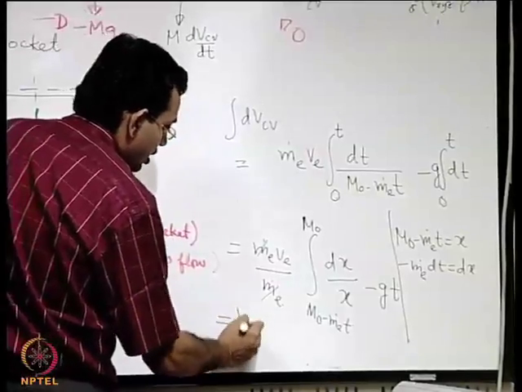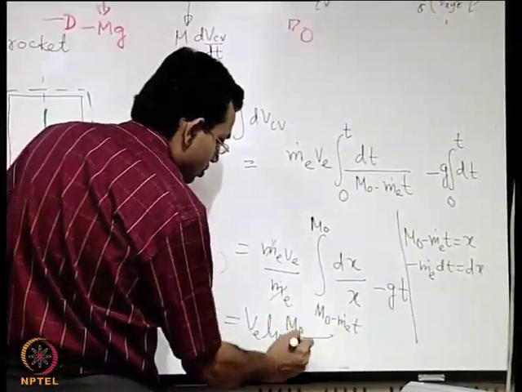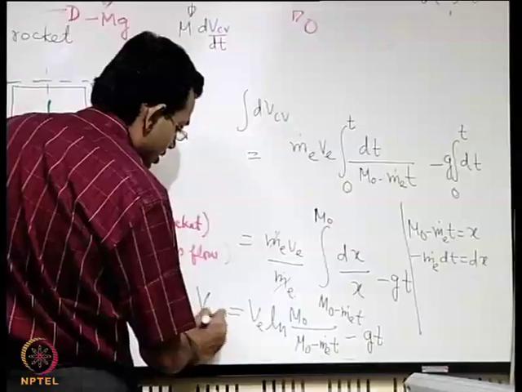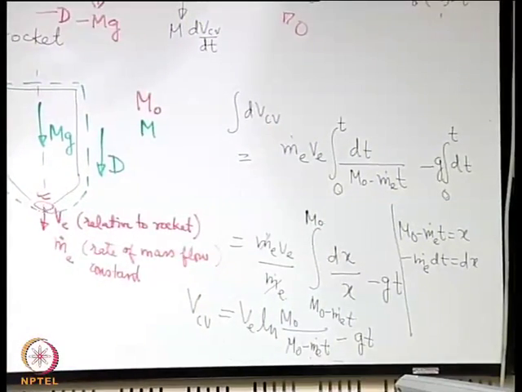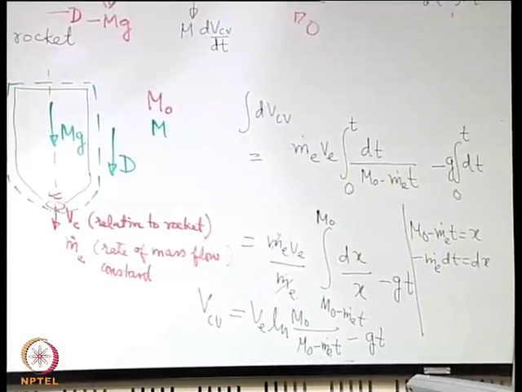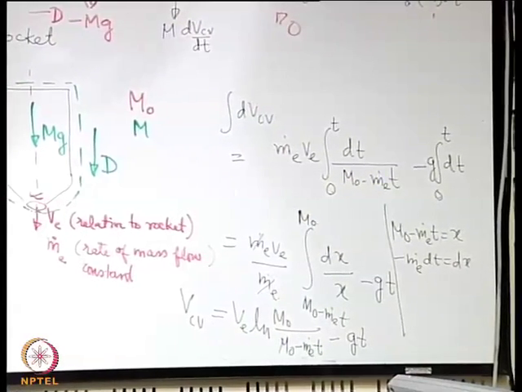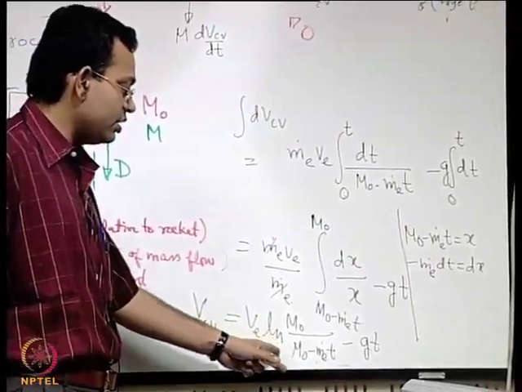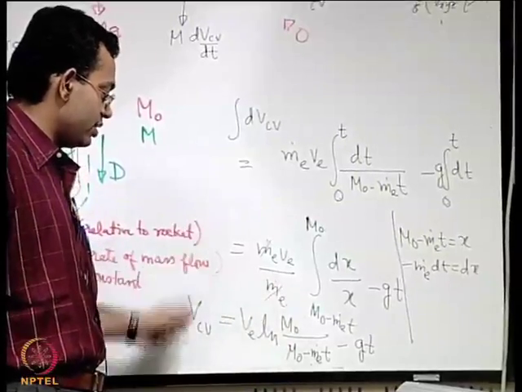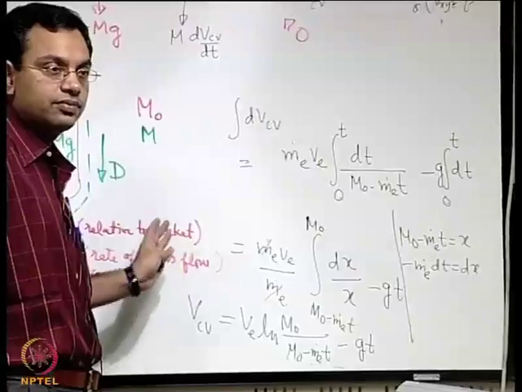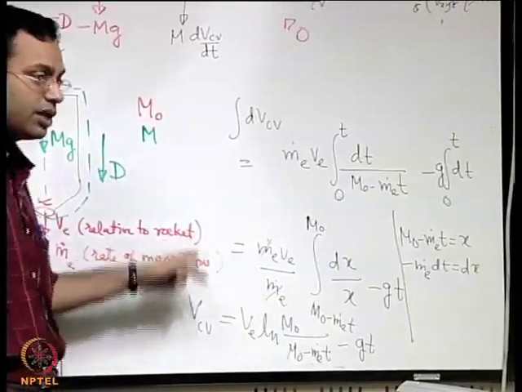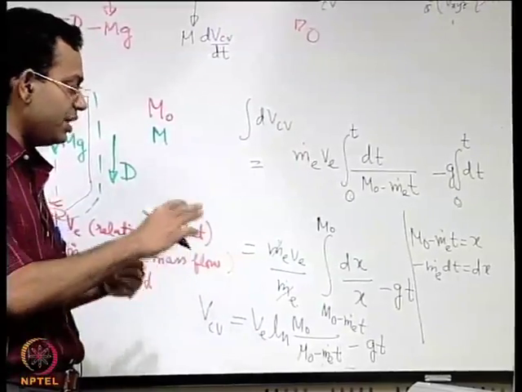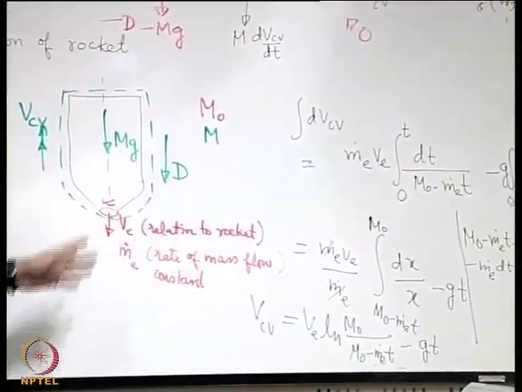So, this becomes Ve ln of m0 divided by (m0 minus m dot e t) minus g t. This is the velocity of the control volume at time t, assuming that it is 0 at time equal to 0. So, it is possible to see how this velocity is changing with time. It is useful to get some physical picture of what it is. So, I will advise you to please try to make a plot of this as a function of time and see the behavior at different times. You will see that the behavior at different times will be interestingly quite different.